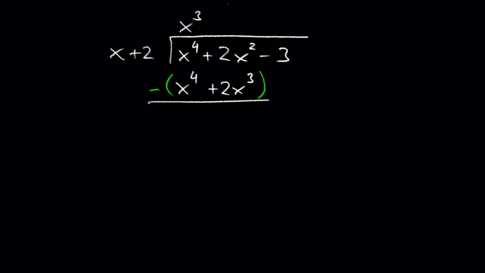We have to be careful here. We can't subtract 2x cubed from 2x squared. We only can subtract 2x cubed from something with x cubed. How many x cubed do we have here? 0, exactly. So 0x cubed minus 2x cubed is minus 2x cubed. Bring down 2x squared.